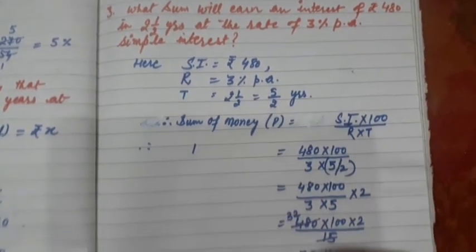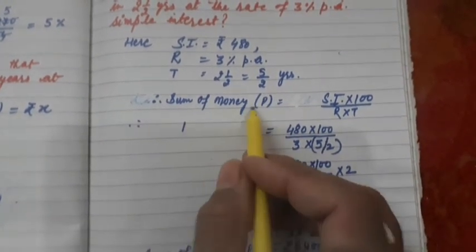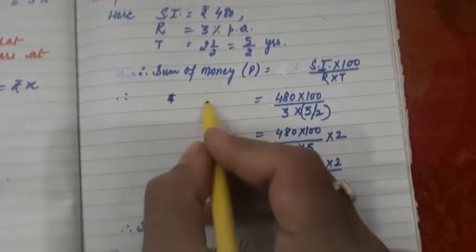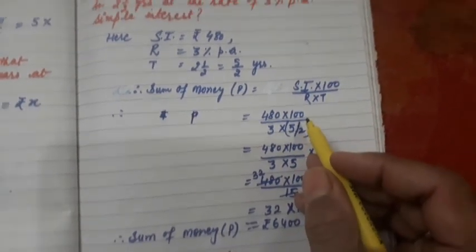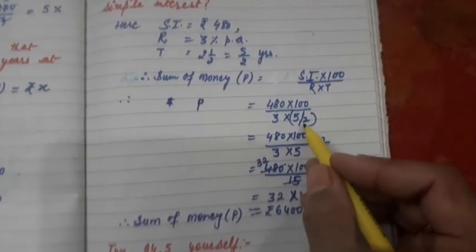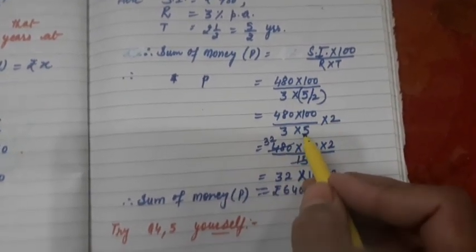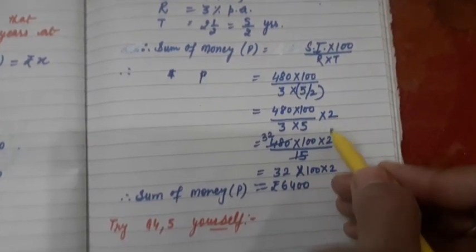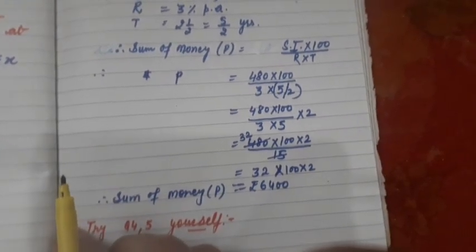In this question we have to find directly the principal. So directly we can use the formula, that is sum of money is equal to SI into 100 upon R into T, which is equal to 480 into 100 upon 3 into 5 upon 2. This 2 again goes in multiplication in the next step. 480 into 100 as it is, 3 into 5 as it is, and this 2 in the denominator goes in multiplication. That we have done in the previous question also, how we can change it into multiplication.